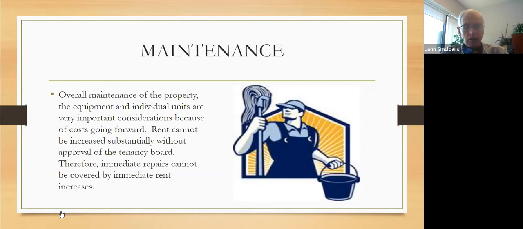Don't forget that with the tenancy board in Ontario, in general, rent increases are limited to a pretty low percentage. And so you may have to spend $1 million on a place, but you can't recoup that in a year. You might only be able to recoup that in years coming. And so you do have to be careful about maintenance.